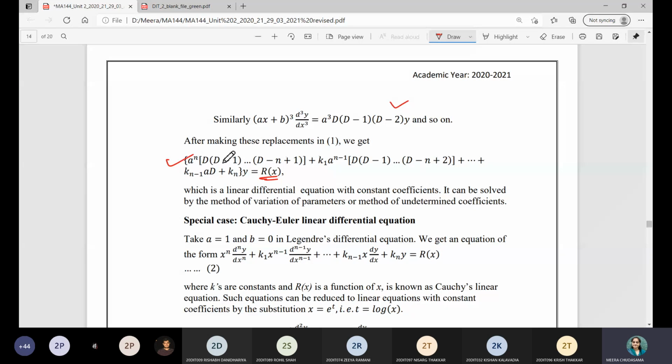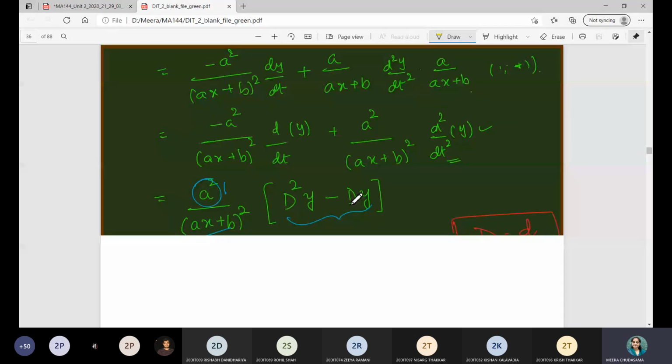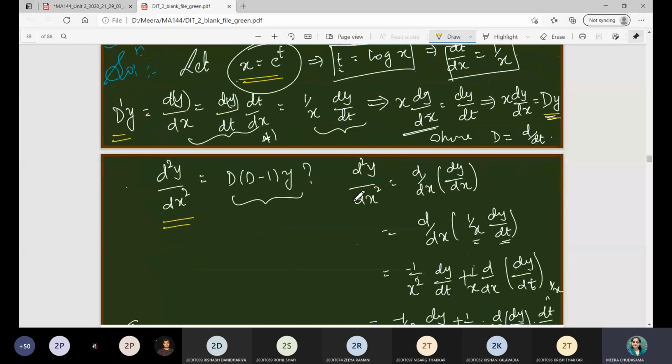A particular case of the Legendre's differential equation is the Cauchy-Euler linear differential equation, in which b is equal to 0 and a is equal to 1. So ax plus b turns out to be x, and hence only powers of x will be there in the differential equation, which is known as the Cauchy-Euler differential equation. Based on these two cases, we considered one example in the previous class, which is the solution of the Cauchy-Euler differential equation, that is this one.